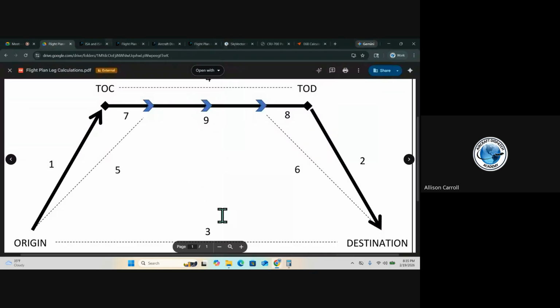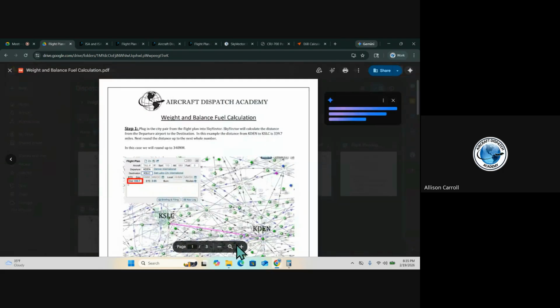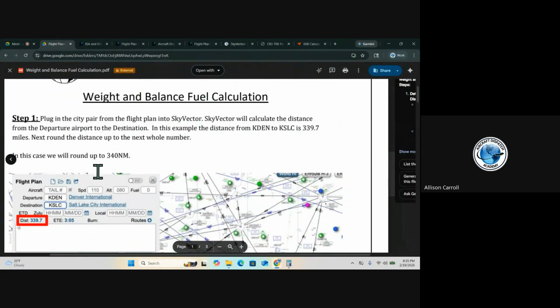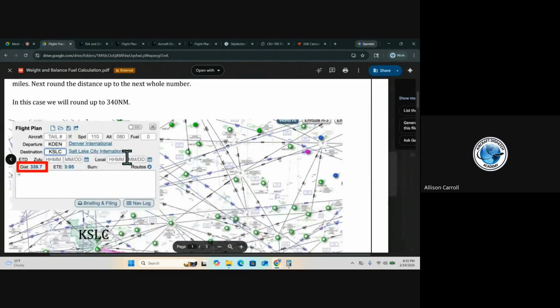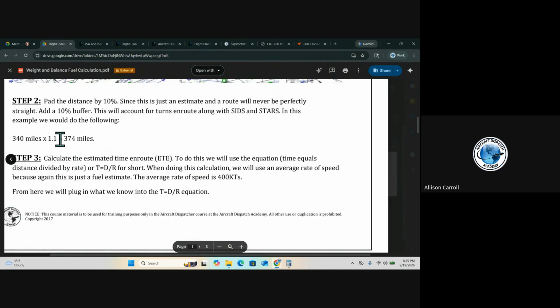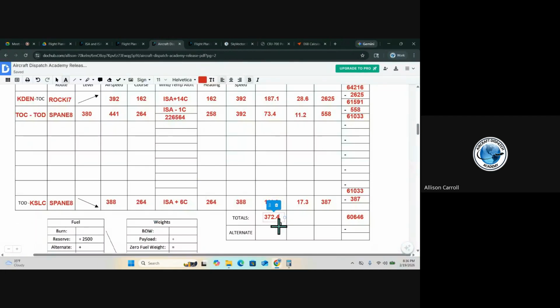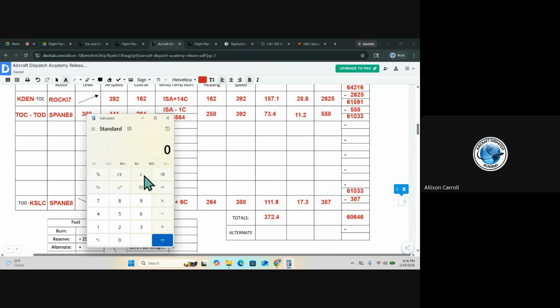I'll remind you. So remember we got that direct distance, we rounded it to just 340. And then we padded it by 10%, and it was 374. Guess what? Our actual distance is 372.4. Pretty darn close. We're just doing estimates.